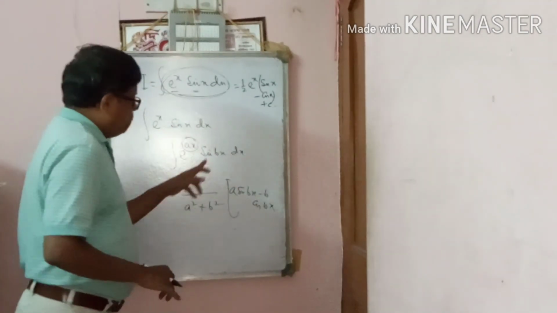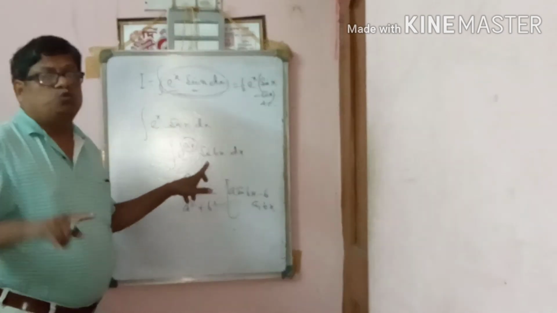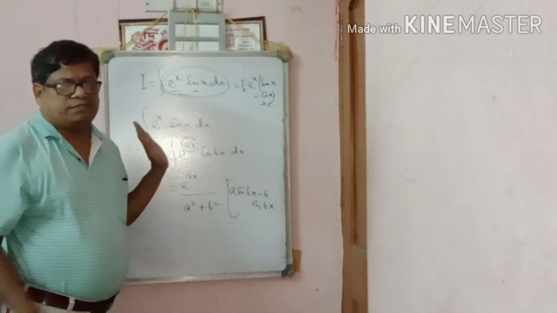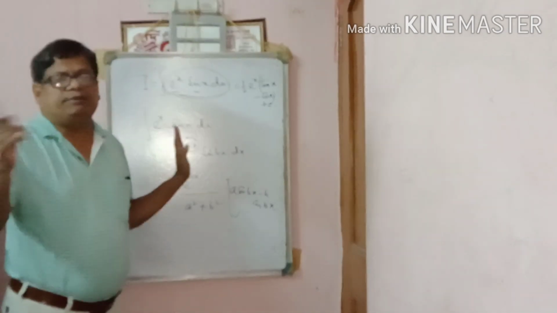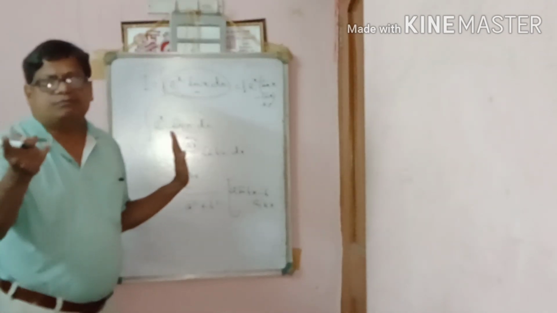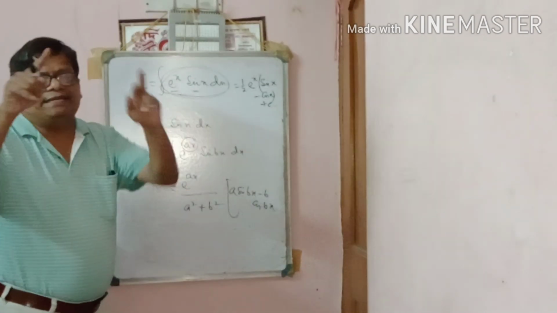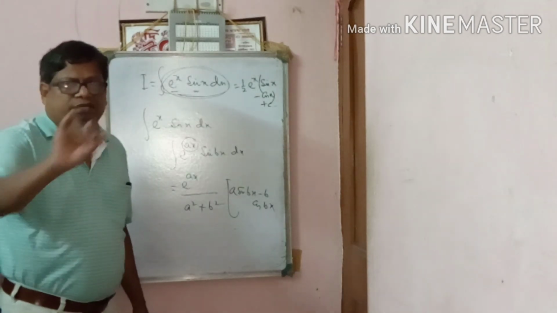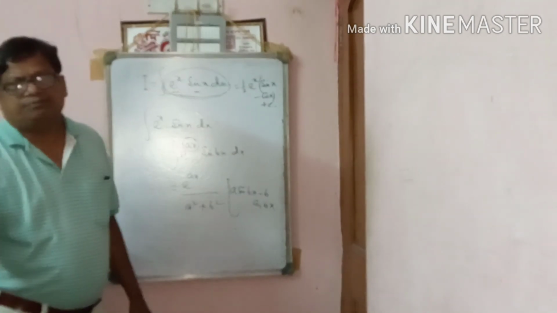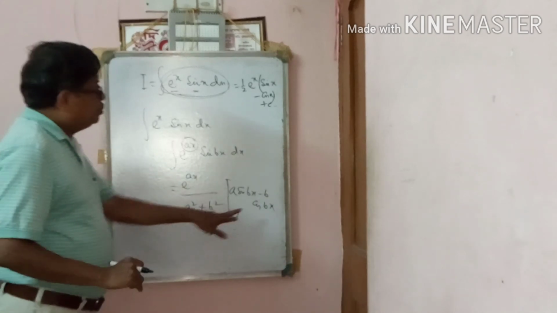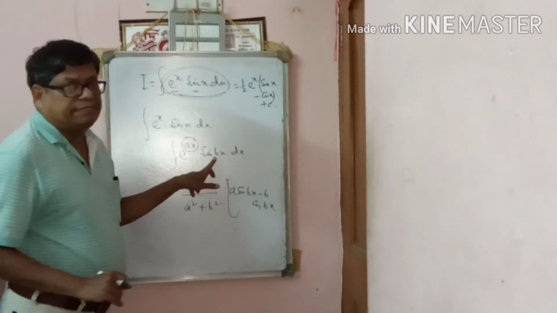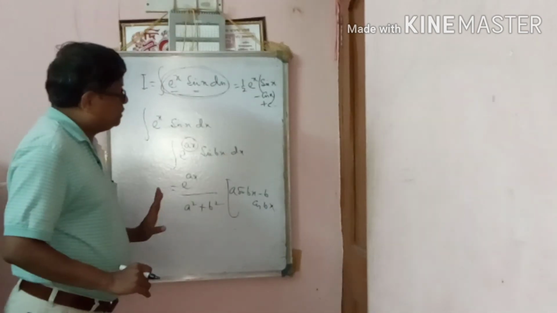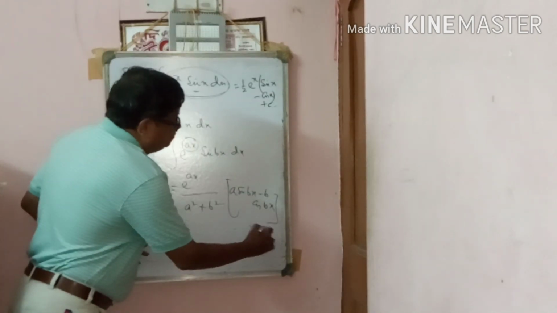So if sin is there, which function's derivative is sin x? We know the derivative of cos x is minus sin x, so the derivative of minus cos x is sin x. So sin x is given here, so minus b cos bx plus constant c.